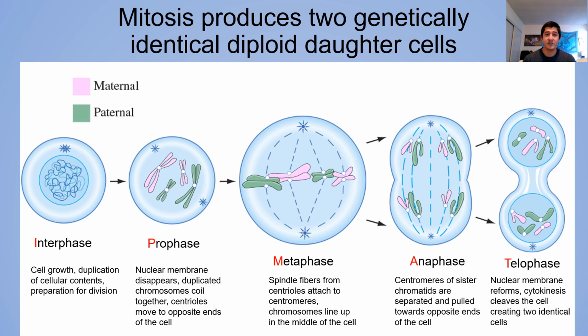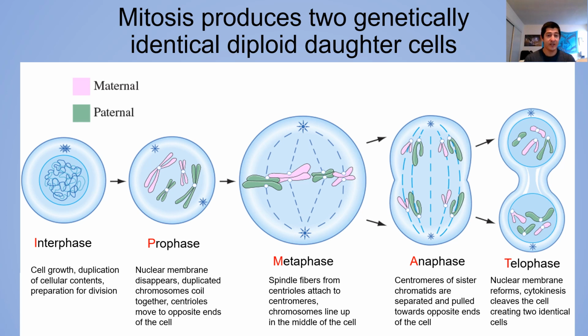So let's start with mitosis. And this produces two genetically identical diploid daughter cells. Diploid meaning that you have two copies of the chromosomes, one from each parent. So in this picture, we'll start on the left in interphase. We can see that all that genetic material is kind of unwound in this big stringy mess. And that's because for the cell to be able to access that genetic information to make the protein products, it has to be accessible, so it has to be unwound.